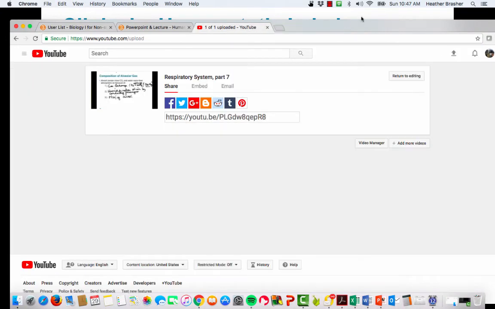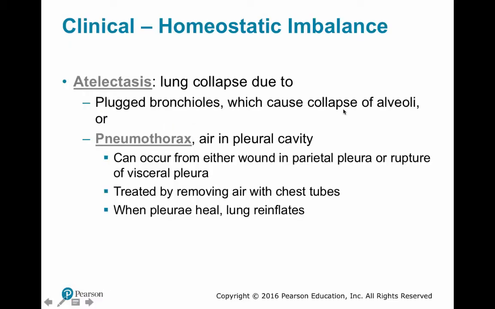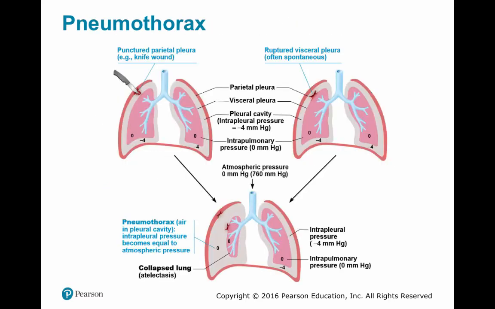So that's a pneumothorax. And so that is when you get air in the pleural cavity. And it can be from a wound on the outside, through the parietal pleura, or a rupture from the visceral pleura. And it's treated by removing the air from the chest cavity. And then when the pleura heals, the lungs will reinflate.